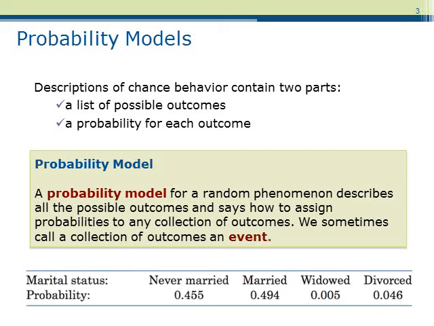For example, here is a probability model for the marital status of American women. We can see that marital status can take one of four values, either married, never married, widowed, or divorced, and also how likely each of these outcomes are. For instance, if a woman is selected at random, the probability that she has never been married is 0.455, according to this probability model.